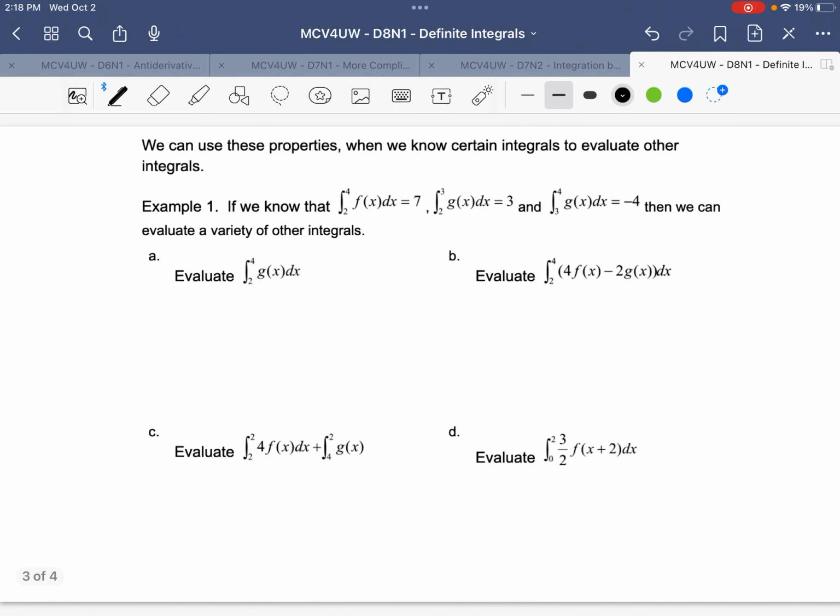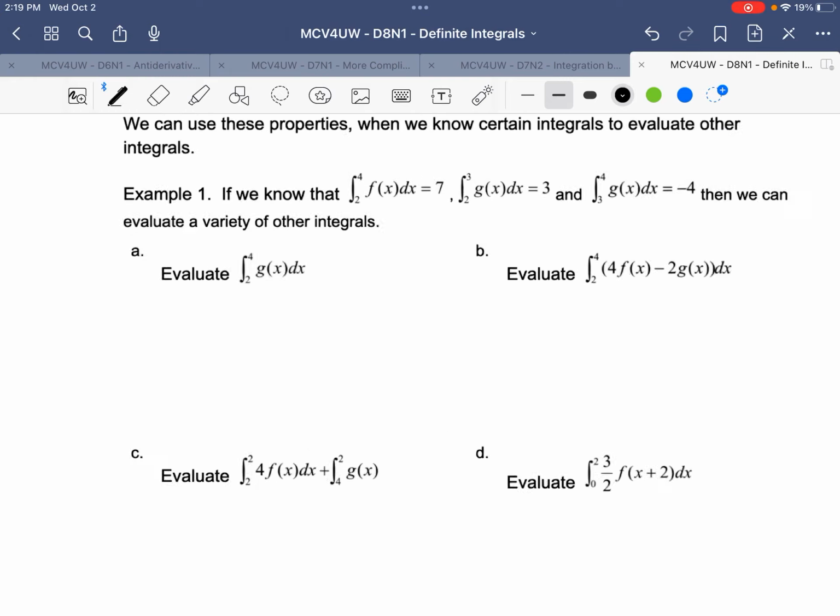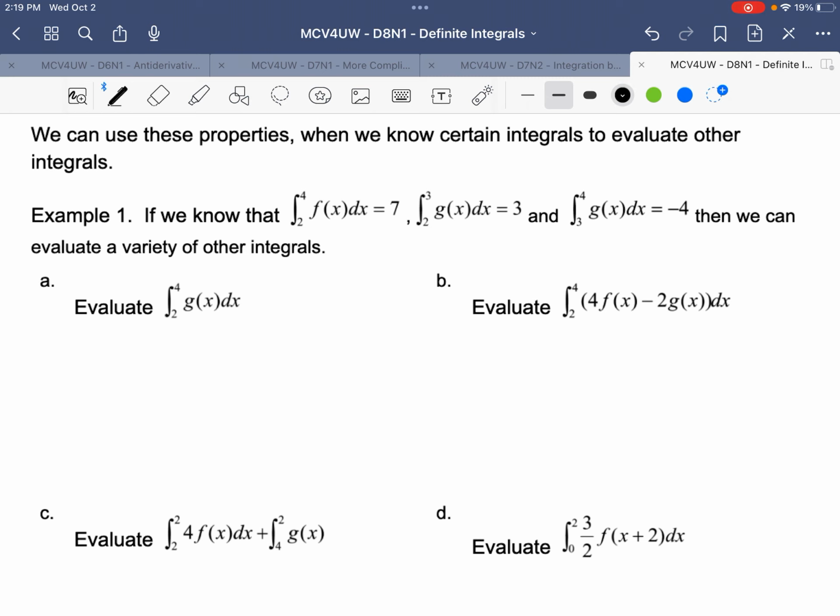Let's apply them to some questions. So here we have the integral from 4 to 2 of some function f of x is equal to 7. The integral from 3 to 2 of some function, g of x, is equal to 3. And again, the integral of g of x from 4 to 3 is negative 4. Then we want to evaluate these 4 properties. So we're going to be using all the rules that we just talked about in our equations. Let's see how this works.